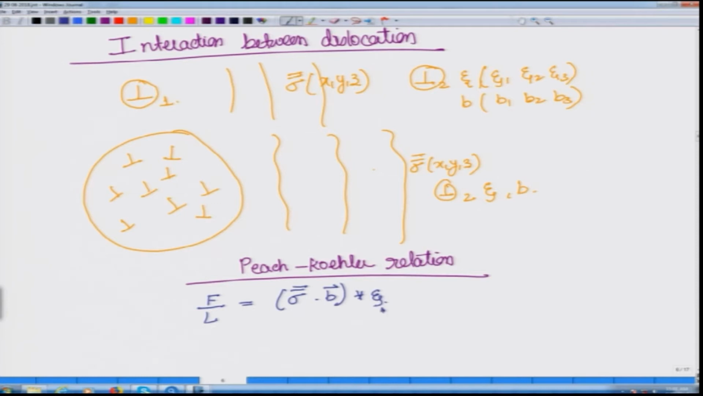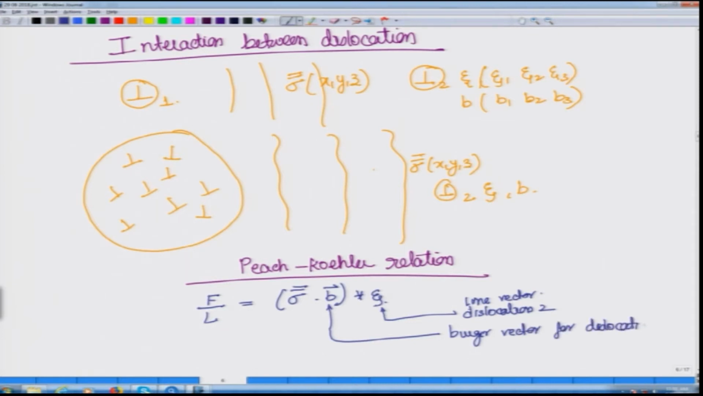So, like we said, this E belongs to dislocation 2. This is the line vector. This Burgers vector belongs to dislocation 2. So, dislocation 2 is the dislocation onto which we want to find the forces acting, and again you see that we are calculating it as force per unit length.